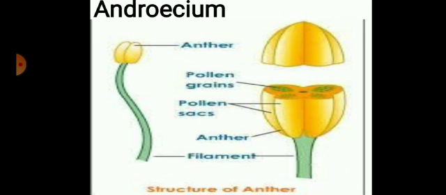Androecium. It is the male reproductive part of the flower. It is composed of stamens. Each stamen consists of a stalk called filament and a small bag-like structure called anther at the tip. The pollen grains are produced in the anther within the pollen sacs.